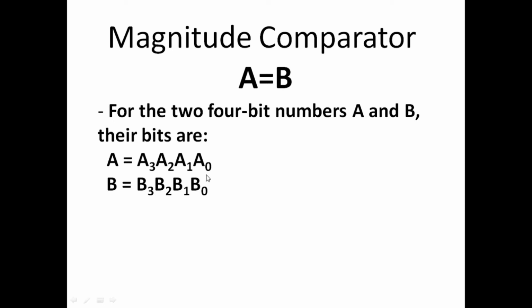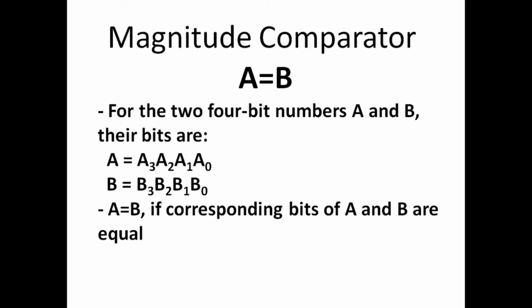These subscripts represent the significant position of these bits. So the bit A0 is the least significant bit, and A1 is the next higher significant bit, and A3 is the most significant bit. Similarly, B0 is the least significant bit and B3 is the most significant bit. So these are the 4 bits of number A, and these are the 4 bits of number B.